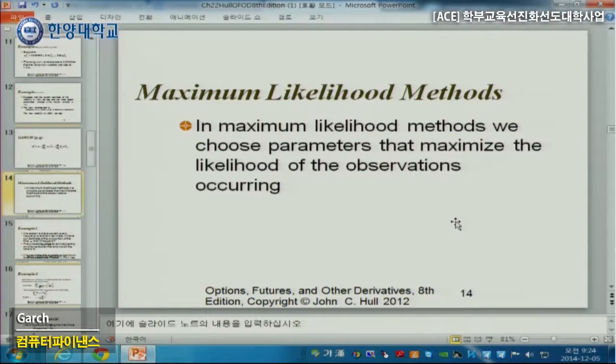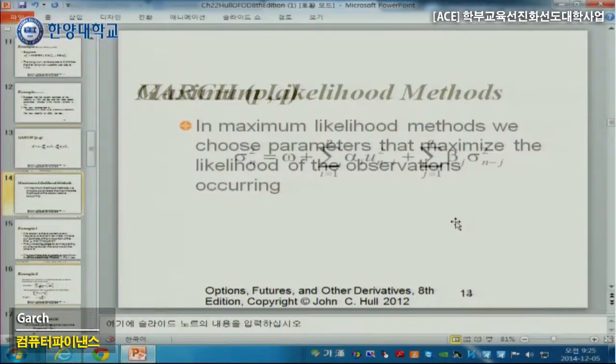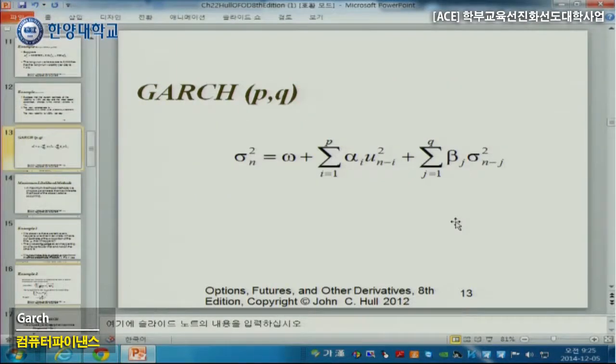Maximum likelihood method. In the maximum likelihood method, we choose parameters that maximize the likelihood of the observation occurring. Okay? So in this model, there are the unknown parameters omega, alpha, and beta. And our goal is to choose omega, alpha, and beta such that we maximize the likelihood, roughly speaking, of actually observing the current data.